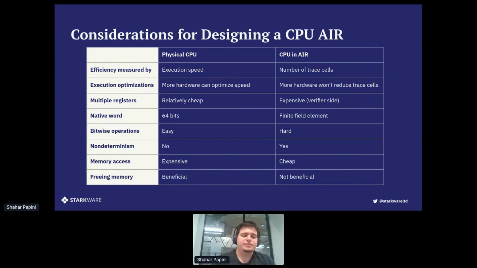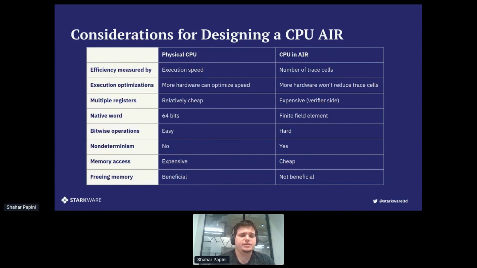Regarding the registers, usually physical CPUs have multiple registers. They are relatively cheap in a physical CPU. In AIR, they are more expensive. They make your constraints a lot bigger, because you need to choose from a lot of registers. So if you remember, bigger constraints means a longer verification time. So the verifier will pay if we have a lot of registers.